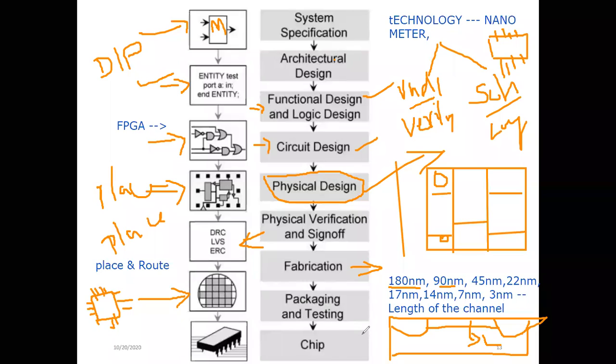Testing is nothing but, once the packaging is over, again you have to do IC testing. You remember, right? So that we have to perform. Testing has to be done. Once testing is done, then we'll go for the chip. So finally the chip will get like this. That is why the initial process will start from here.